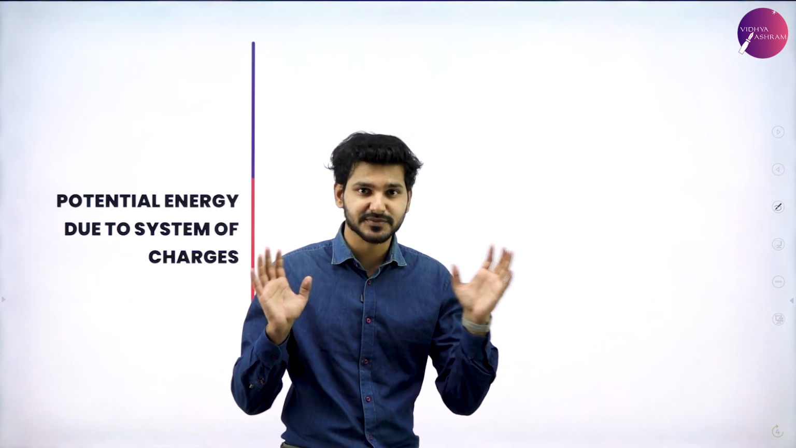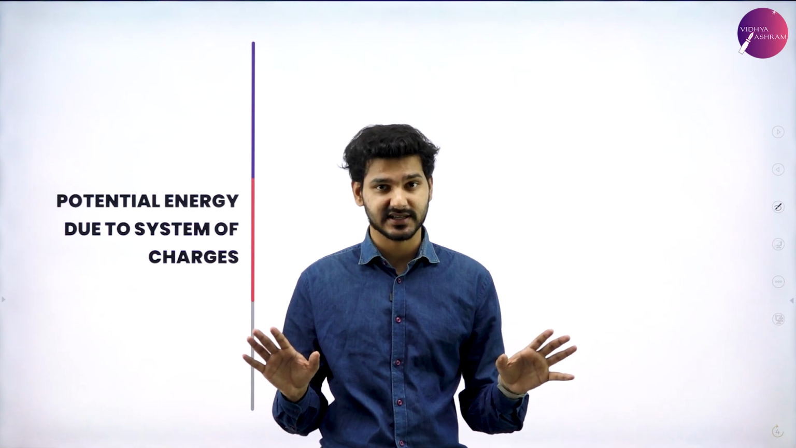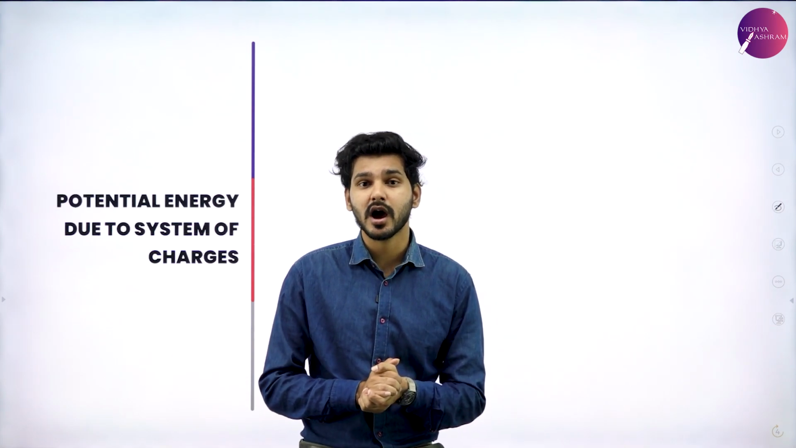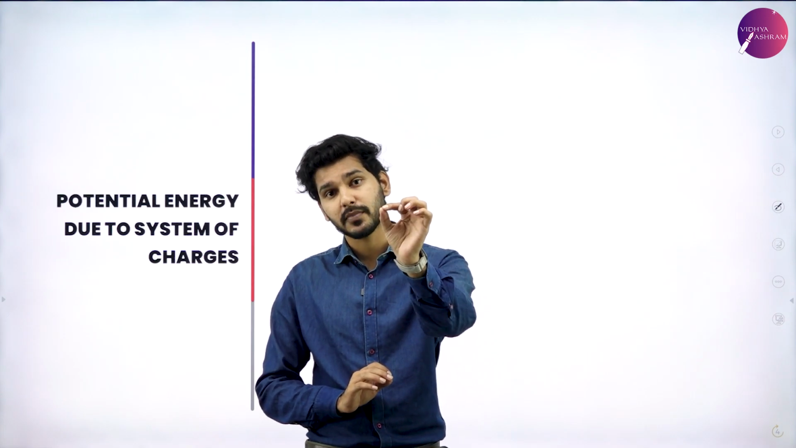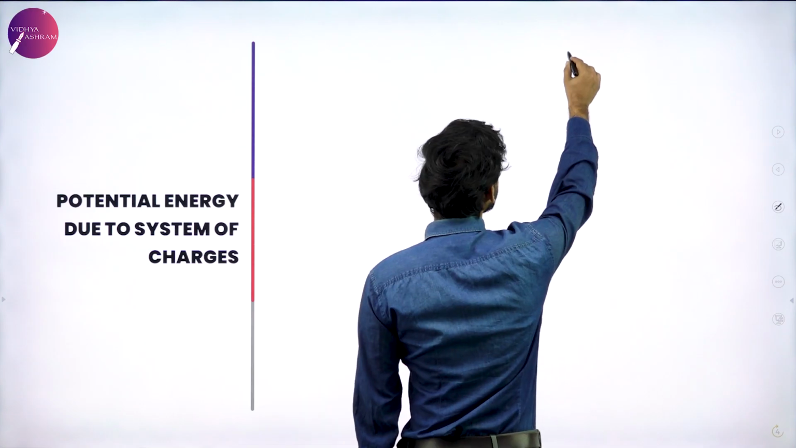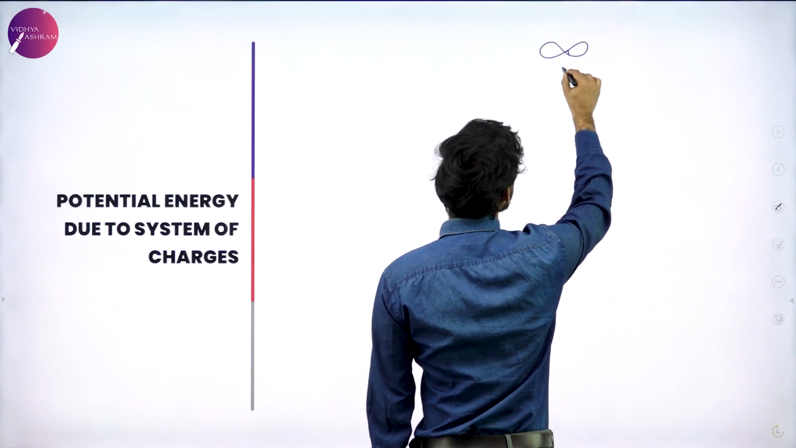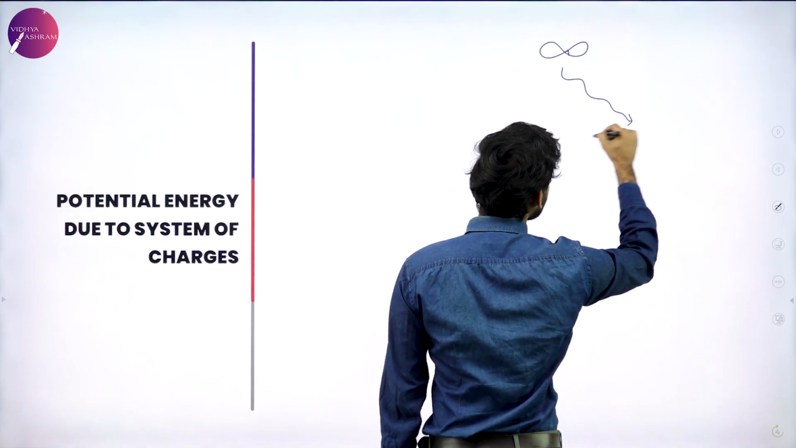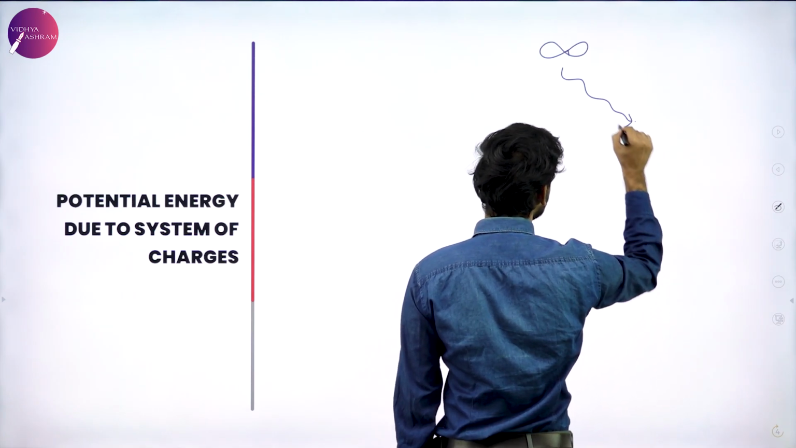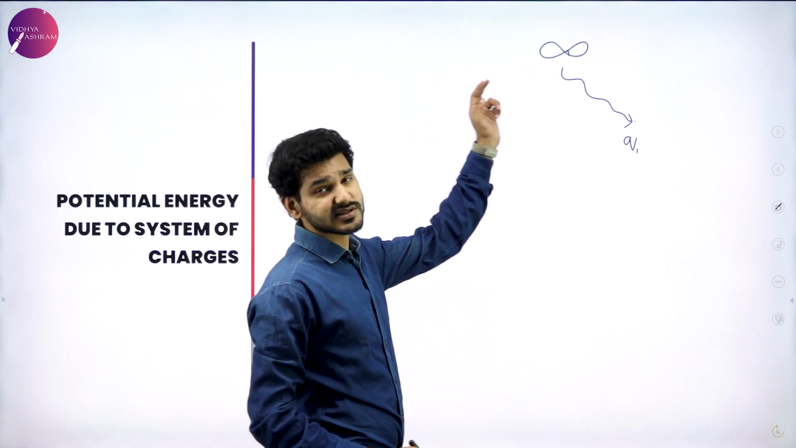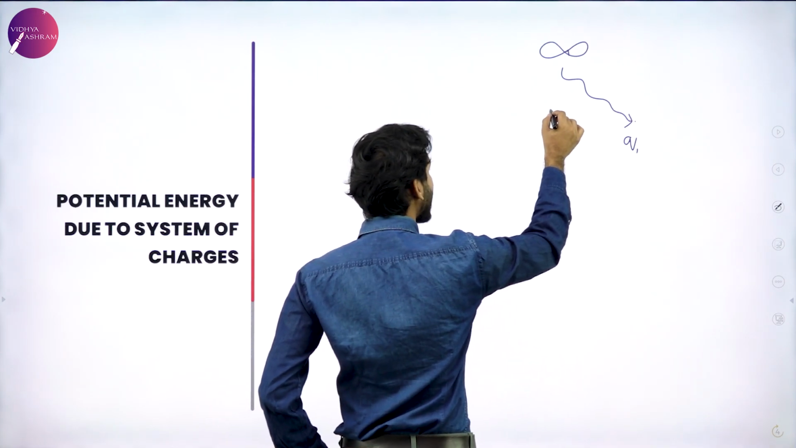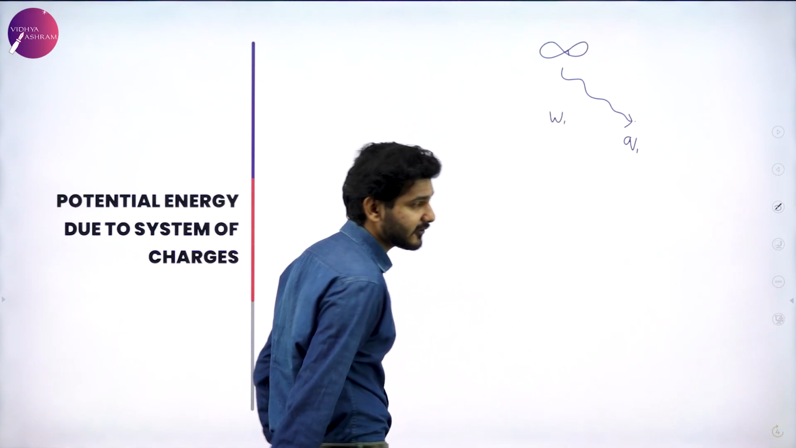Let's say there is a space where nothing is existing. It is the vacuum of space. And from there, I'm going to bring a point charge to a particular point. Let's say from infinity. So from infinite distance away, I'm going to bring a charge to a particular point. So I'm going to bring Q1 from infinite distance away to a particular point in space. And for that, I have to do W1 work.